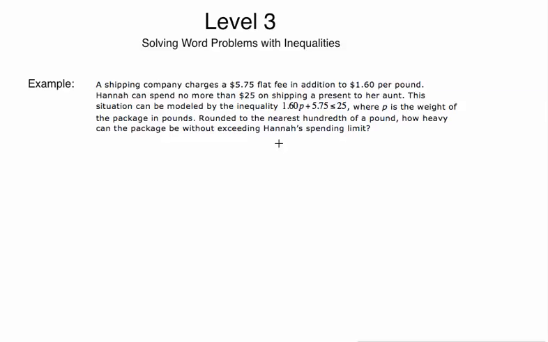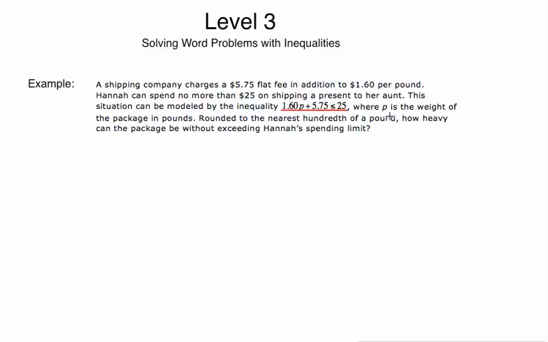A shipping company charges a $5.75 flat fee in addition to $1.60 per pound. Hannah can spend no more than $25 on shipping a present to her aunt. This situation can be modeled by the inequality 1.60p + 5.75 ≤ 25. Now you'll notice that these numbers came straight from the sentence before, so those numbers are all taken care of in the inequality. All you need is the inequality, and you should underline it or circle it.